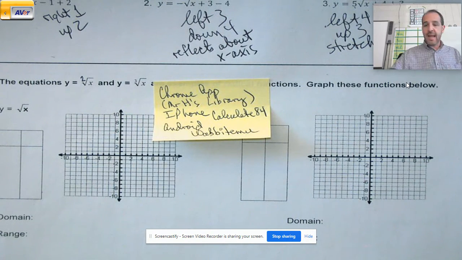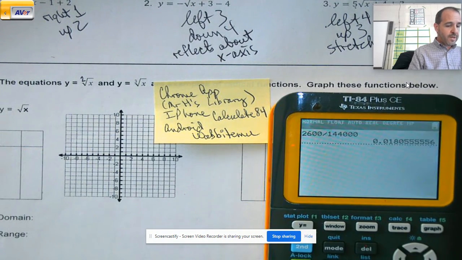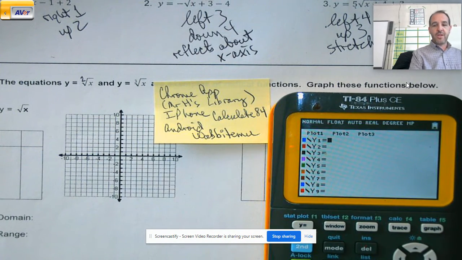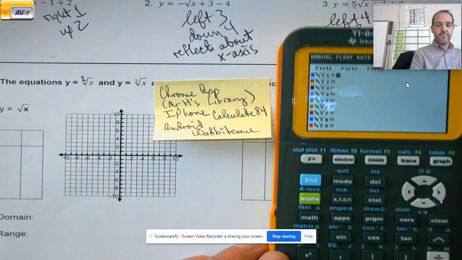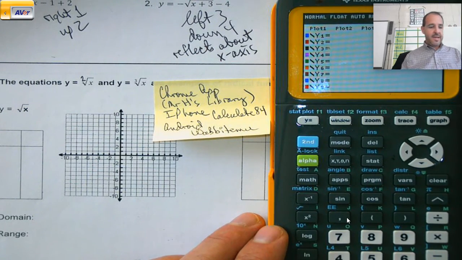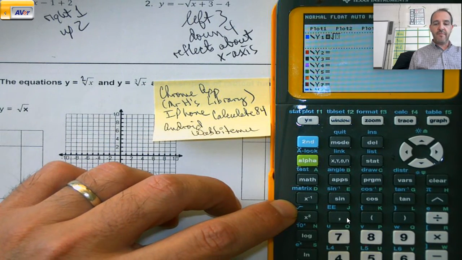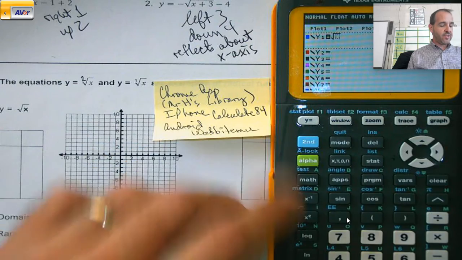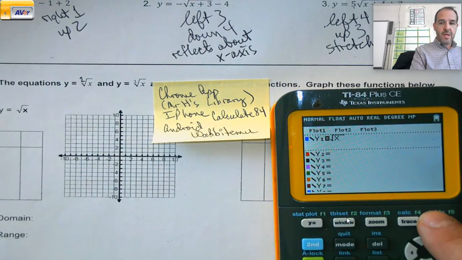Okay, let's get down to business. So here, we're going to go back to y equals. If there's something in there, make sure you hit clear to clear that out. And then we've got y. You're like, okay, how's square root work? Square root, I'm going to hide this, is going to be second and the x squared button. You see in blue right above there the radical sign. So second and square root will get me the radical, and then I just want the square root of x. And we're going to graph it.